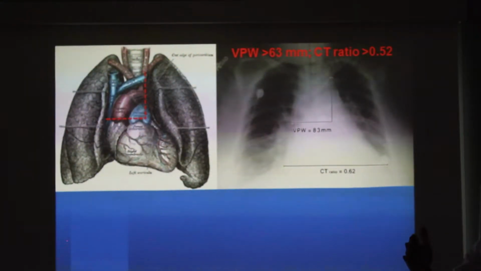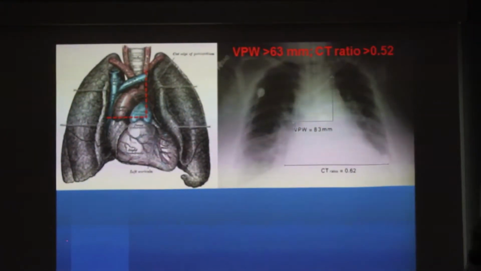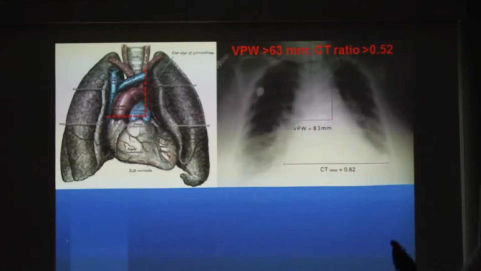And sometimes you can look at trends. A patient in ICU, on a ventilator, will have an X-ray every day. So you can do this calculation, and anything that goes up by 20% or so indicates volume overload.